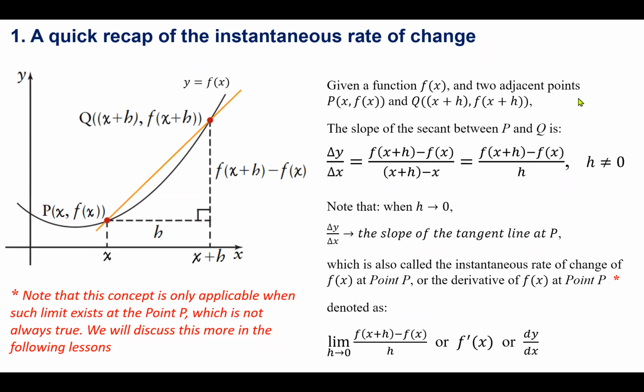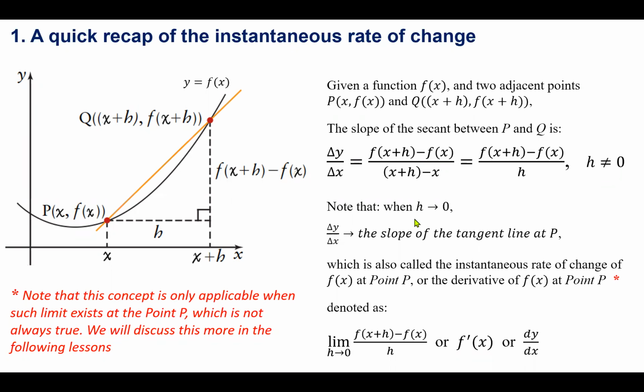The slope of the secant between P and Q is delta y over delta x, which is f(x plus h) minus f(x), divided by the difference between x plus h and x, right? This can be simplified to f(x plus h) minus f(x) over h. This is defined as the average rate of change between P and Q. Remember that? And h is not 0.